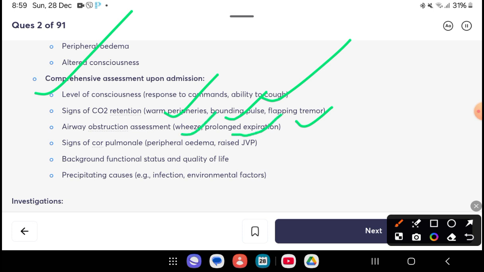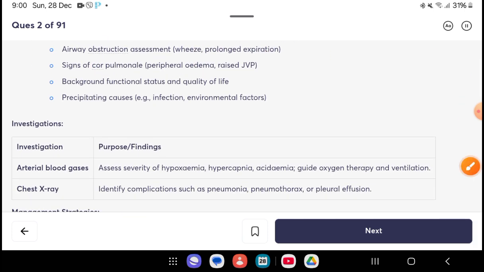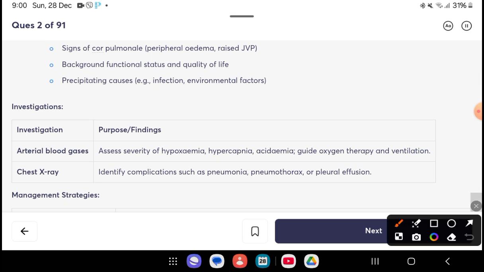Signs of cor pulmonale: a patient with cor pulmonale in response to COPD shows raised JVP and peripheral edema because of increased right heart failure. Okay. Further, what investigations can be performed in a patient with COPD? ABG and chest X-ray.